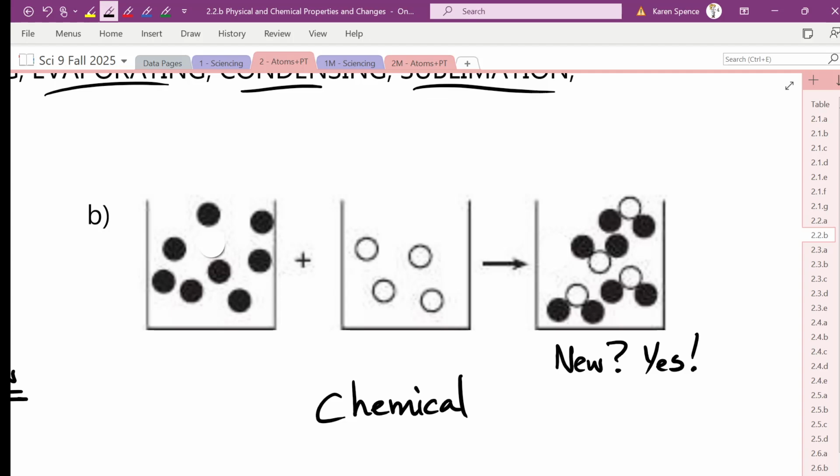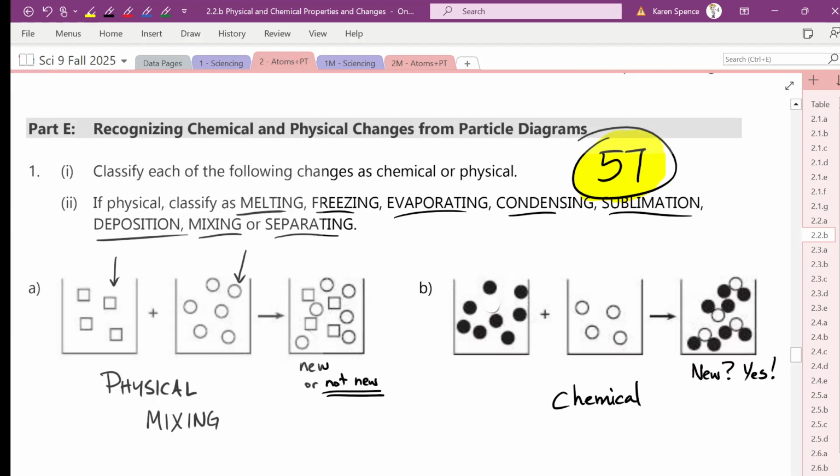You're going to do that for the rest of them on that page as well. You're going to decide, are they chemical or are they physical? And if they're physical, then you have to go through this list here and say, which one of these things happened? And if you finish page 57, you can go on and do page 58. Okay?